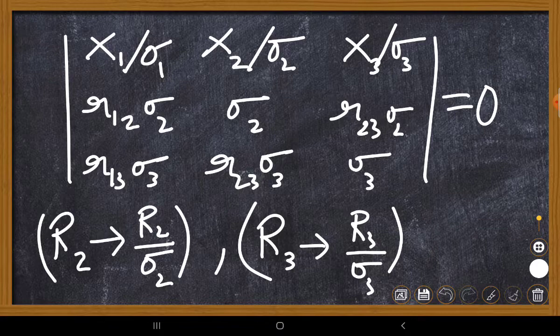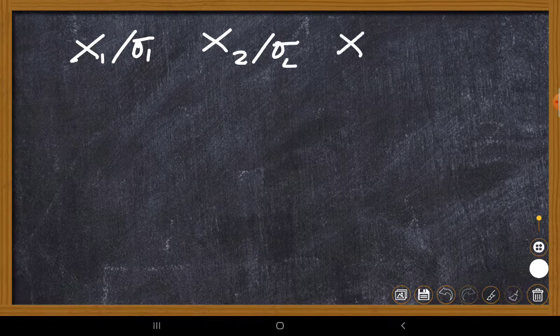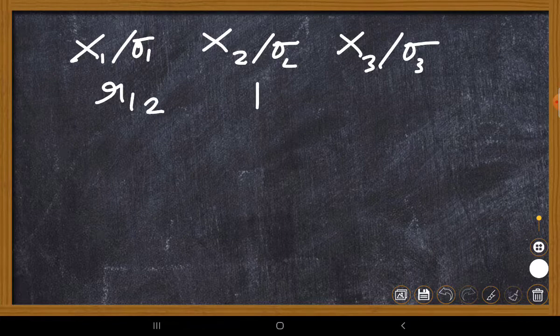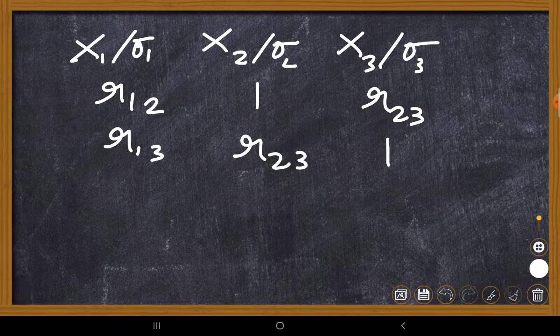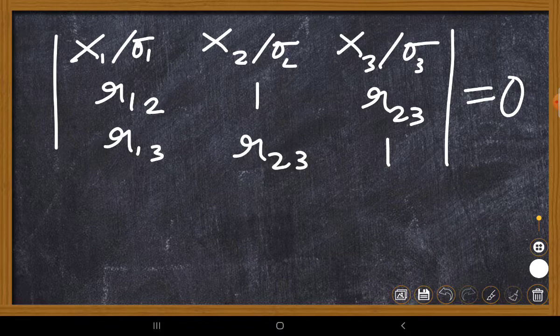What will we have? We will have x1 by sigma 1, x2 by sigma 2, x3 by sigma 3. The first row will remain the same, the second row will be r12, 1, r23, and the third row will be r13, r23, 1. This is equal to 0.